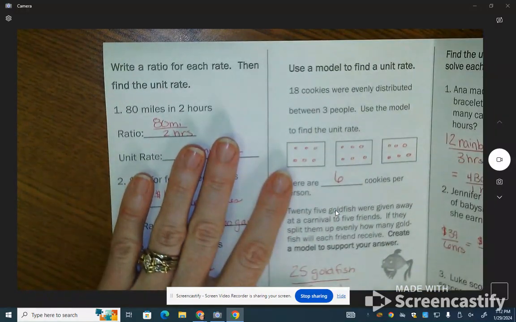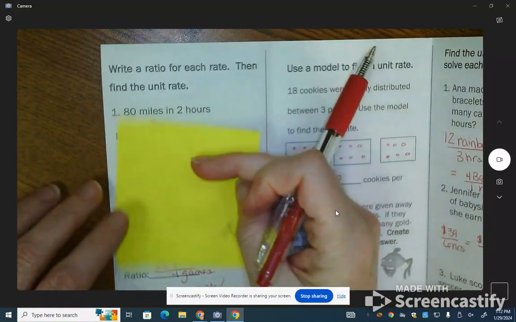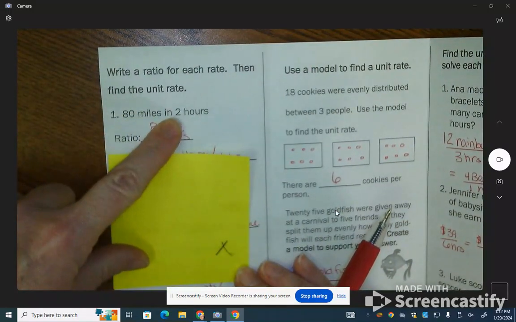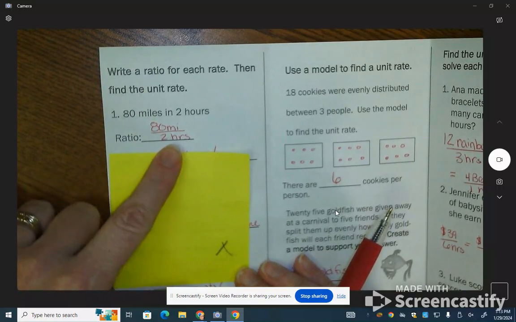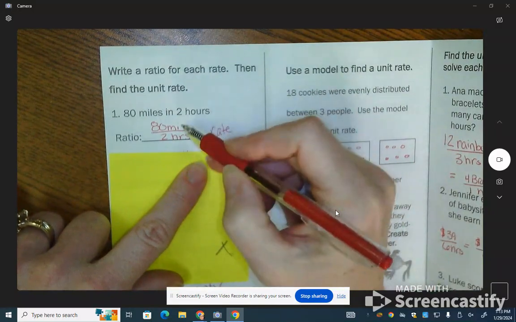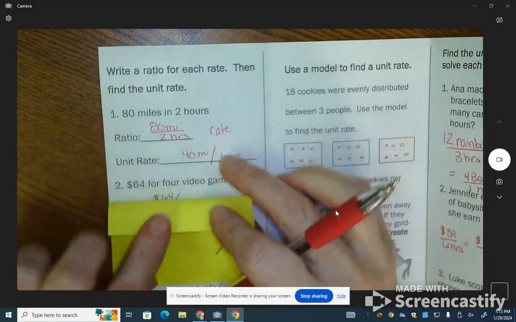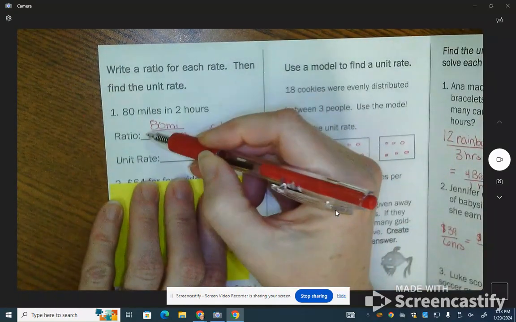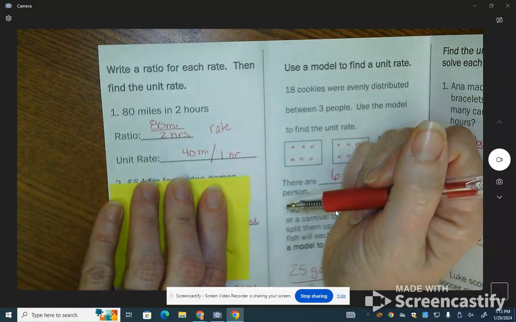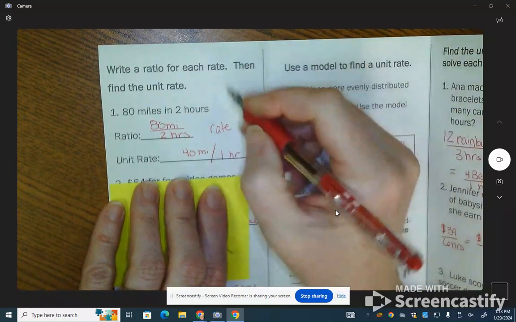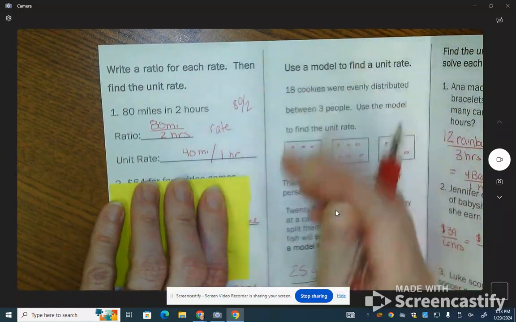For this one, we're starting with a ratio, and you're going to turn it into a rate. This ratio is 80 miles in 2 hours. You write the ratio like this, but this is also a rate because it compares 2 things, miles compared to hours. If we want to find the unit rate, I would divide 80 divided by 2, that's what the fraction bar means. Then I would find out that in 1 hour, it would be 40 miles per hour.